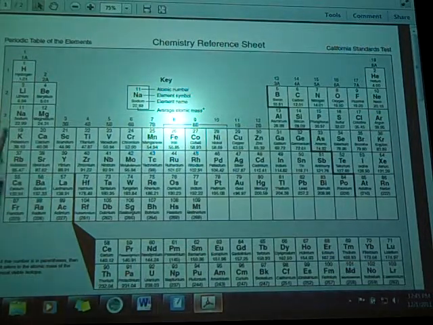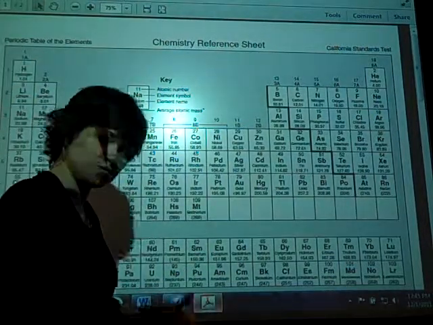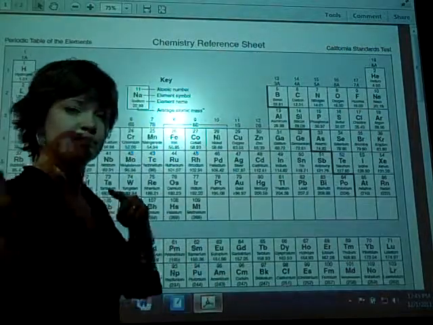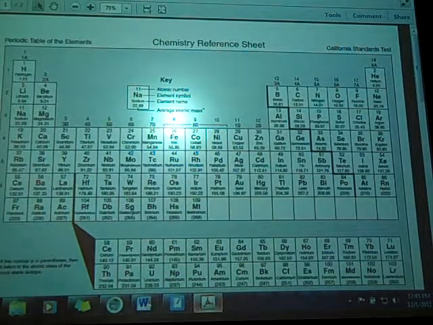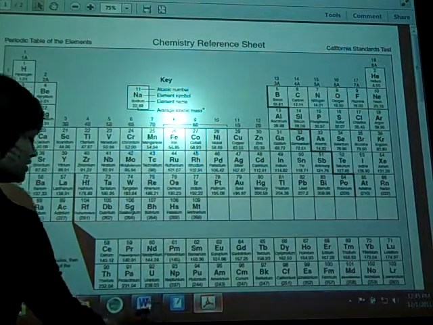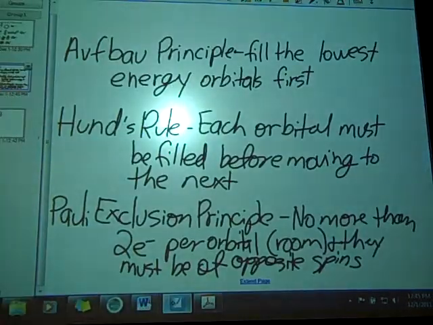There's this really neat picture with all kinds of arrows slanting at downward angles, but all that ever does is confuse me. I like the periodic table approach, but that's just me. So, Aufbau principle says that you have to fill the lowest energy orbitals first.